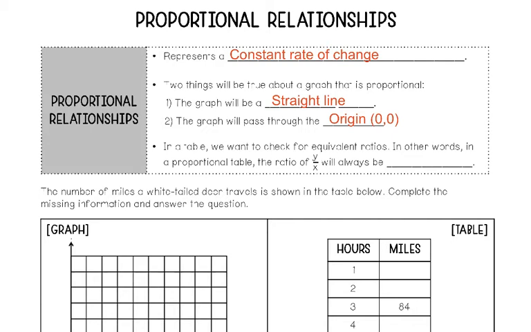Let's look at it in a table. This is just a review of tables. We want to check for equivalent ratios. So in other words, in a proportional table, if you divide any y value by the x value, it'll always be constant or the same.